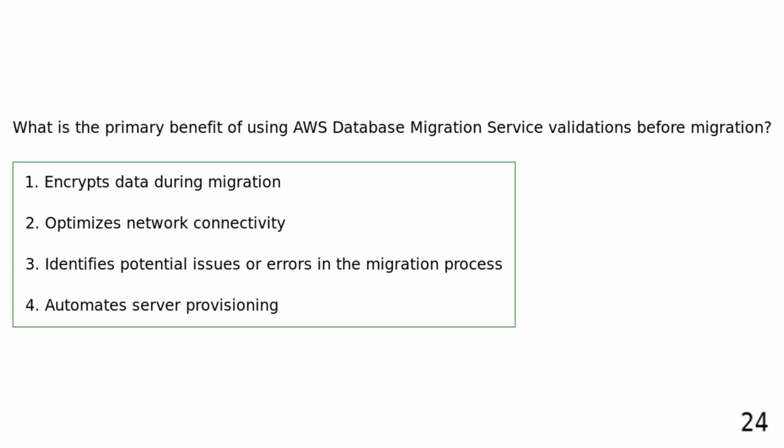What is the primary benefit of using AWS Database Migration Service validations before migration? Encrypts data during migration. Optimizes network connectivity. Identifies potential issues or errors in the migration process. Automates server provisioning.